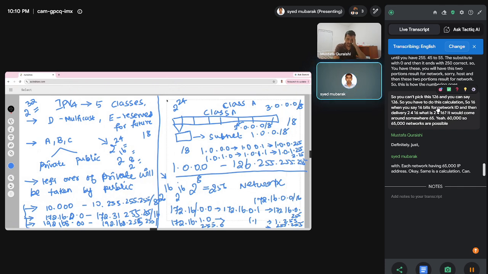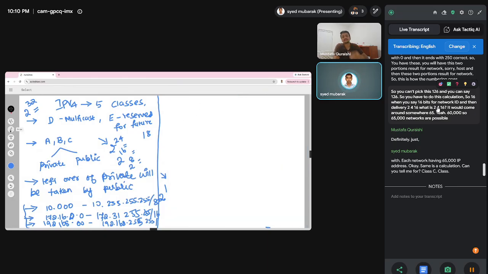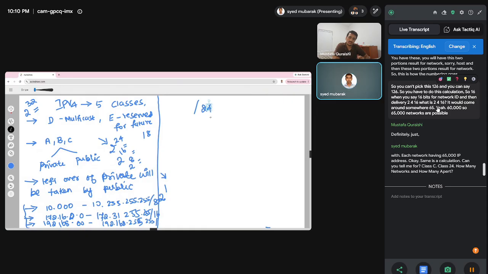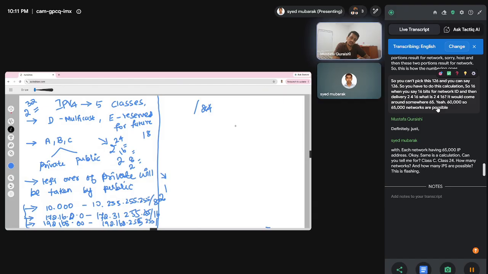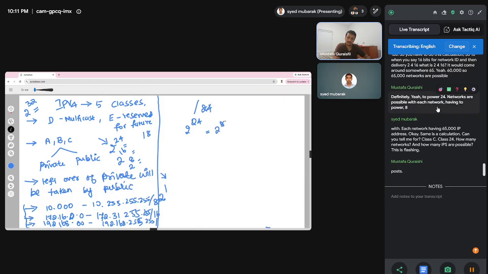Can you tell me for class C /24 how many networks and how many IP addresses are possible? 2 power 24 networks are possible with each network having 2 power 8 hosts. Correct.